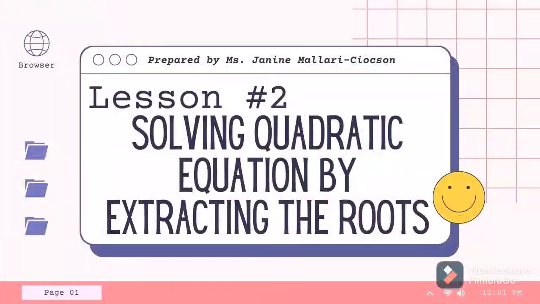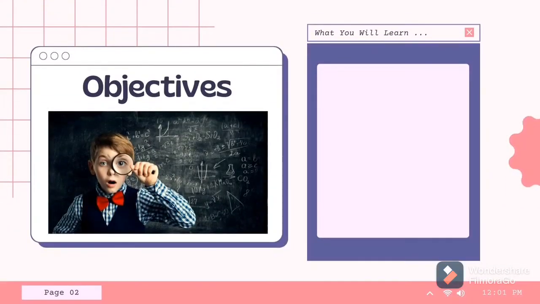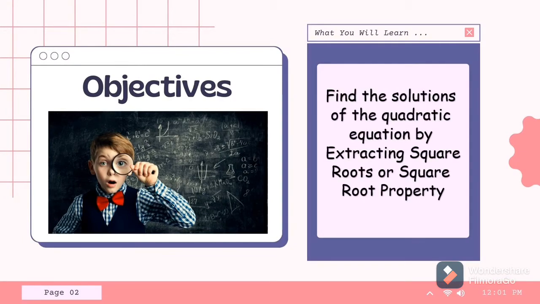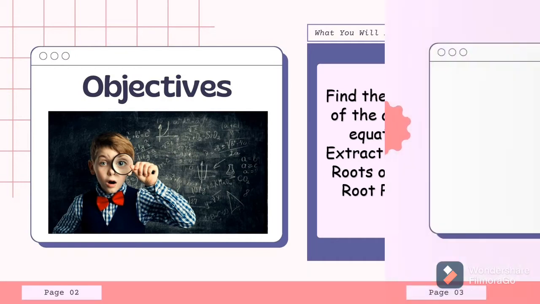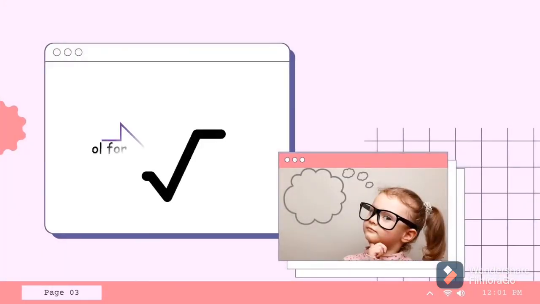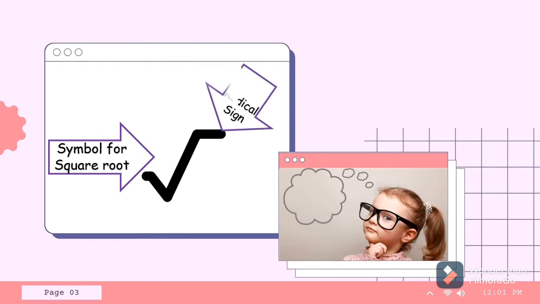For today, we have lesson number 2, solving quadratic equations by extracting the roots. Our objective for this topic is to find the solutions of quadratic equations by extracting square roots or the square root property. This symbol is for square root, and this is called the radical sign. Inside it is called the radicand.